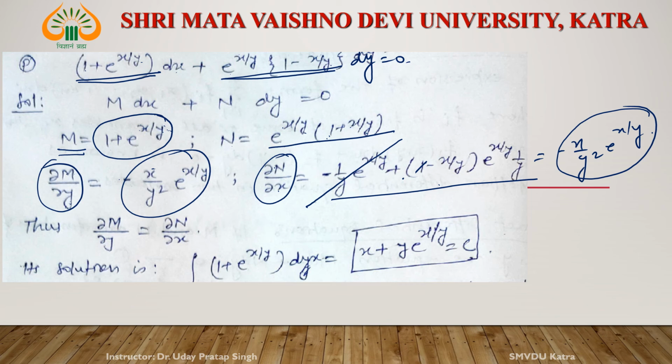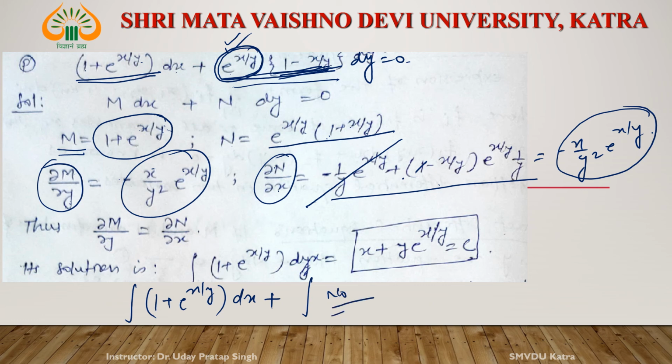Once the equation is exact, how will you make the solution? Integral of 1 plus e to the power x by y dx, plus the terms of capital N that do not contain x. See, this term e to the power x by y is multiplied by this term containing x. So all the terms contain x, so capital N has no term that does not contain x. Means no term we consider here. This is equal to the constant of integration.